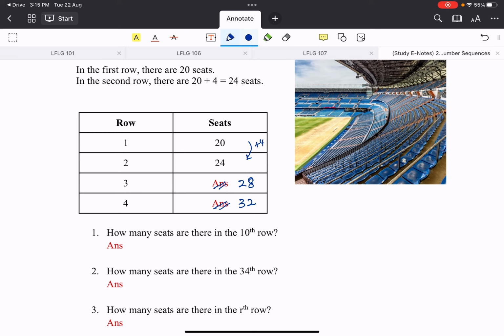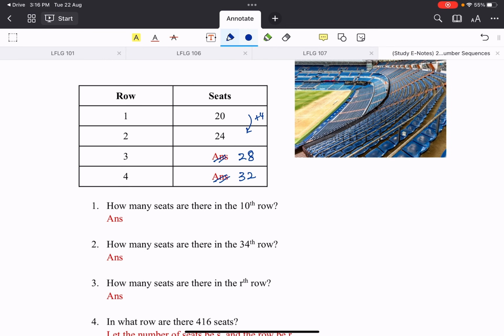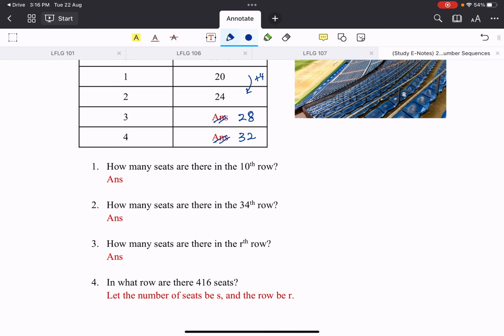Moreover, it gets even worse if we go on and ask for the 34th row. It's going to be a lot of counting. So we want to find some way to generalize the pattern so that we can answer questions. So in the R-th row, no matter what the row number is, as long as I know the value of R, I should be able to find the number of seats. Alternatively, we could also ask questions like in which row there are 416 seats, for example. So we have to work backwards.